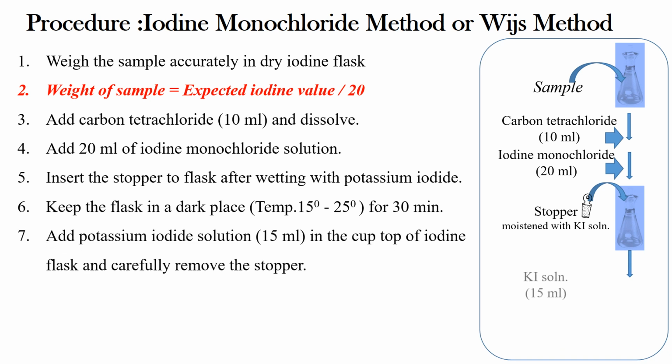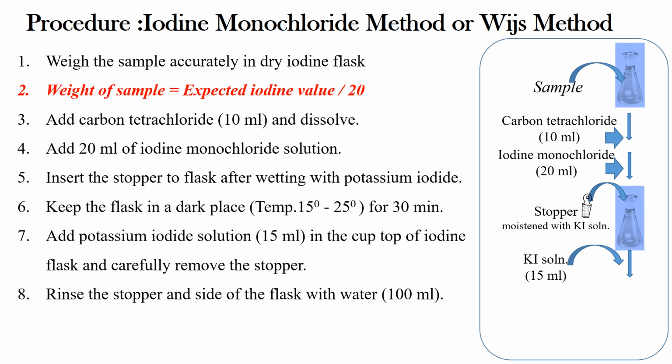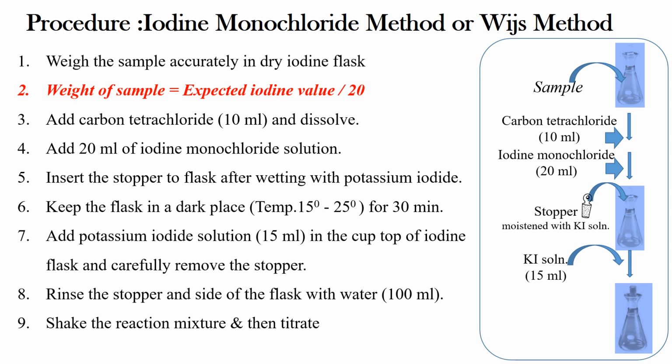Then add potassium iodide solution 5 ml first in the cup top of iodine flask and then carefully remove the stopper. Rinse the stopper and side of the flask with 100 ml of water. Shake the reaction mixture and then titrate.